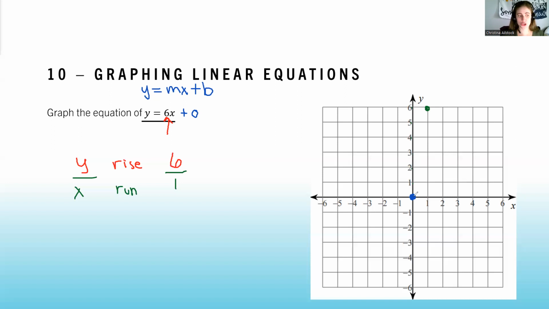Remember that whenever you're doing these slopes, if you want to get that other point and you've run out of room, you can do the opposite. So we can do -6 over -1. We can go in the opposite direction. So down 6 and left 1. And that will give us, if Mrs. Ailstock could draw a straight line, a nice straight line. I'm just not very good at that without a ruler. But we have now graphed our linear equation.